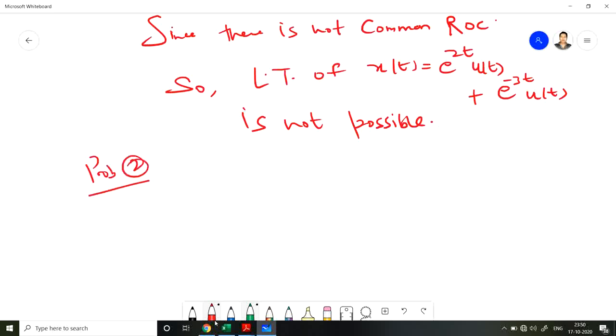Let us solve another problem. x(t) is given as e raised to the power minus modulus of t.